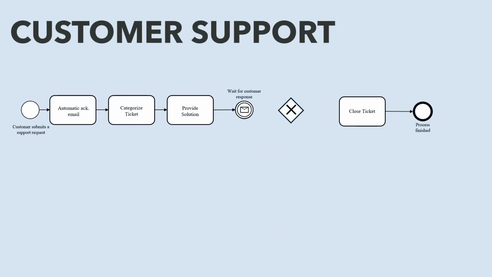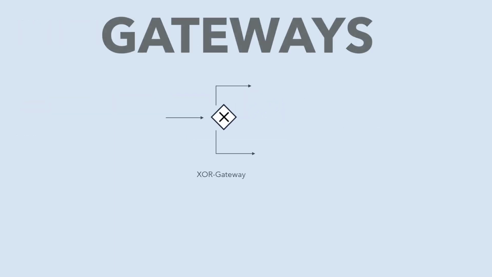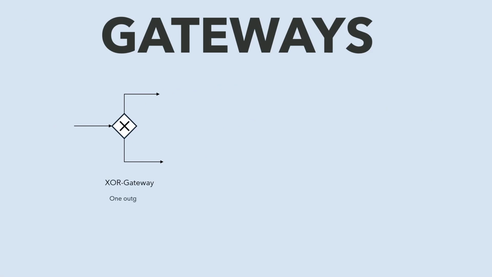Here, the issue might either be resolved, leading to the closed ticket activity, or the issue might remain unresolved. If this is the case, the path will loop back. The team will reattempt to provide a solution, before awaiting another customer response. An XOR split takes only one outgoing path.